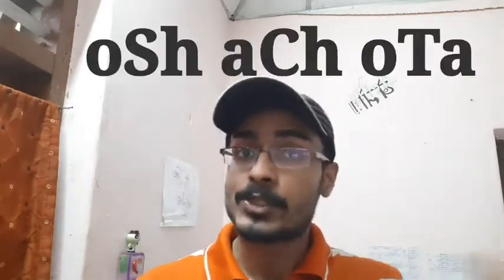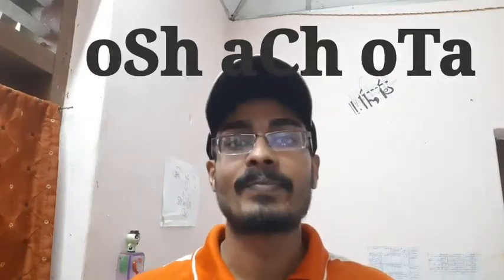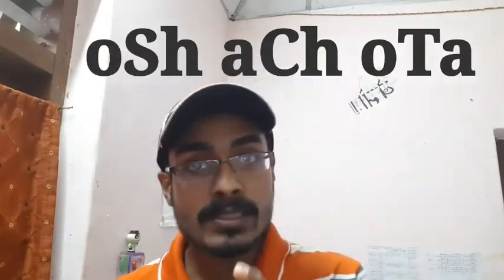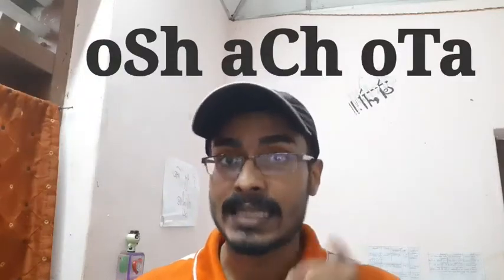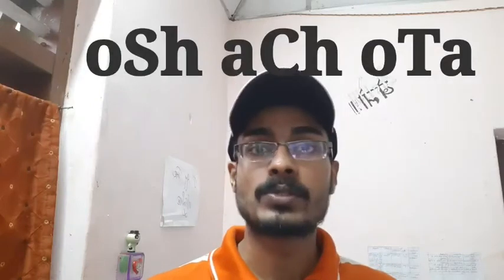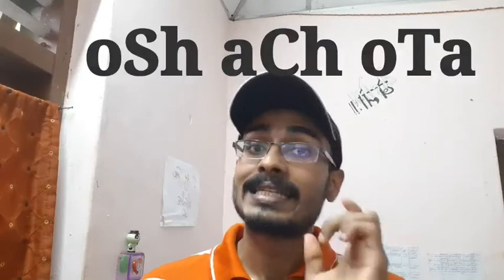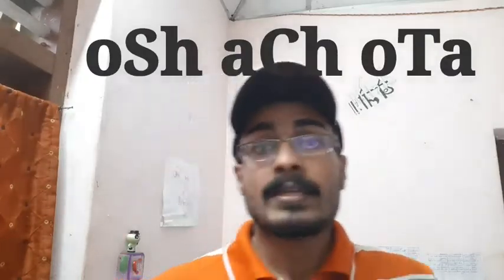Now, I'm giving you a code word. Osha chota. Osha chota means opposite divided by hypotenuse is sine. Adjacent divided by hypotenuse is cos, and opposite divided by adjacent is tan. That is, sine of an angle, maybe that angle is 60 degrees, sine of that 60 degrees is opposite side by hypotenuse.